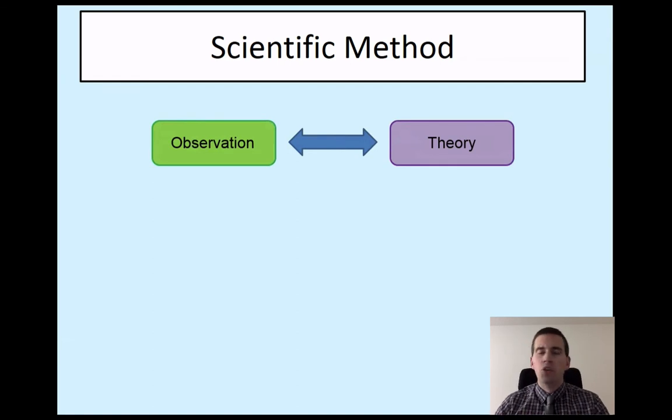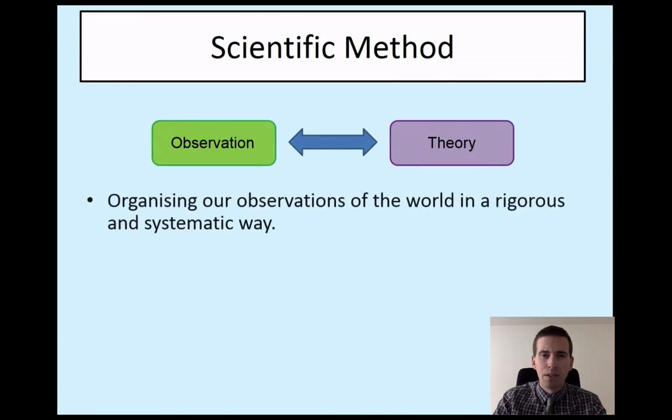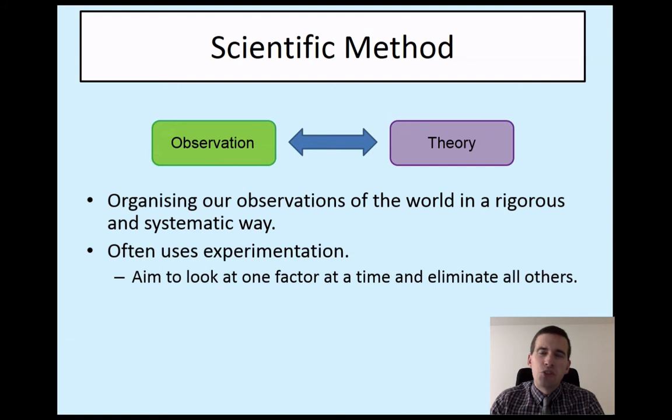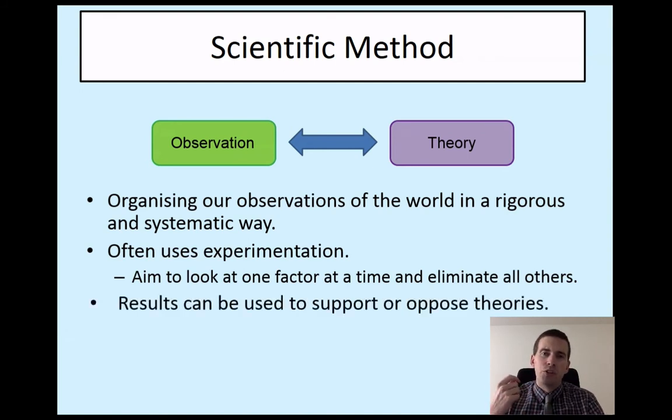Now, there are a number of different explanations of what the scientific method is, but they generally contain the same parts, even if they're not identical. Generally, it's accepted that science is about organizing observations of the world around us, and it has to be done in a rigorous and systematic way. Now, it often uses experimentation, where you look at one factor at a time and eliminate everything else. You then gather data, make conclusions, get results. Now, these can be used to either support or oppose a theory.